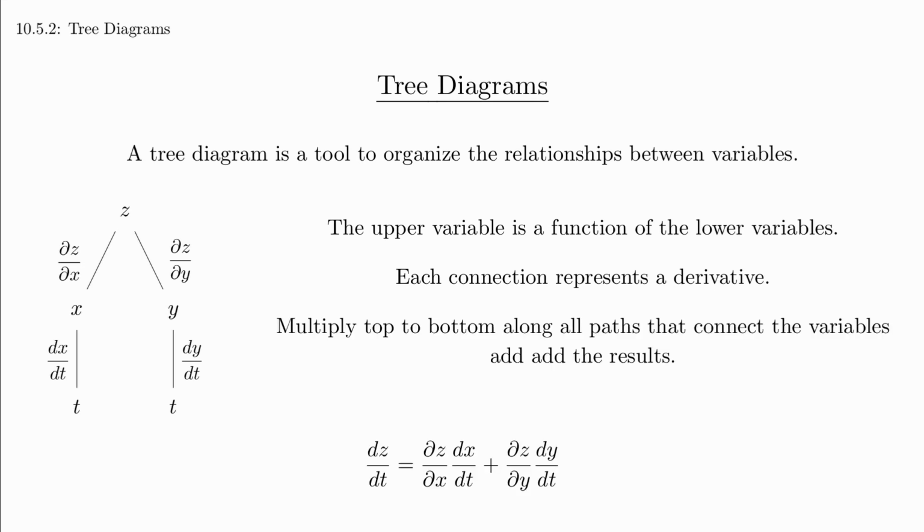To construct the derivative dz dt, we simply find all the places where t is at the bottom of the tree, multiply all the derivatives along connections going back up to the top, and then add the results together. We can see that there's a left path and a right path. On the left path, we have partial z partial x multiplied by dx dt. On the right path, we have partial z partial y multiplied by dy dt. This is a situation where a simpler example feels more complicated because it's hard to see what's actually happening. So we're going to look at a more complex situation.